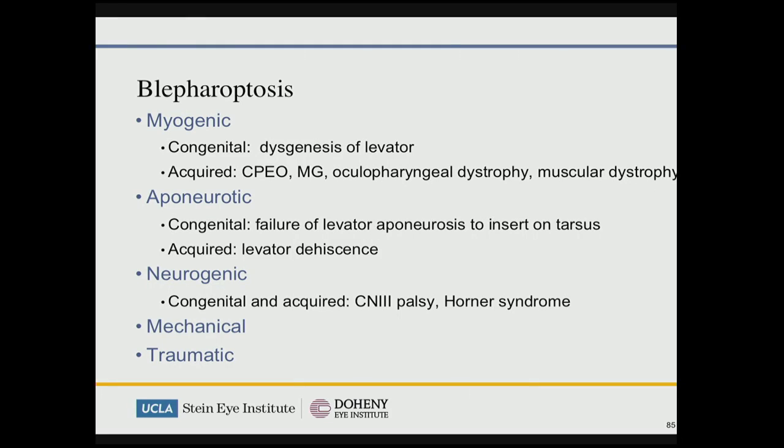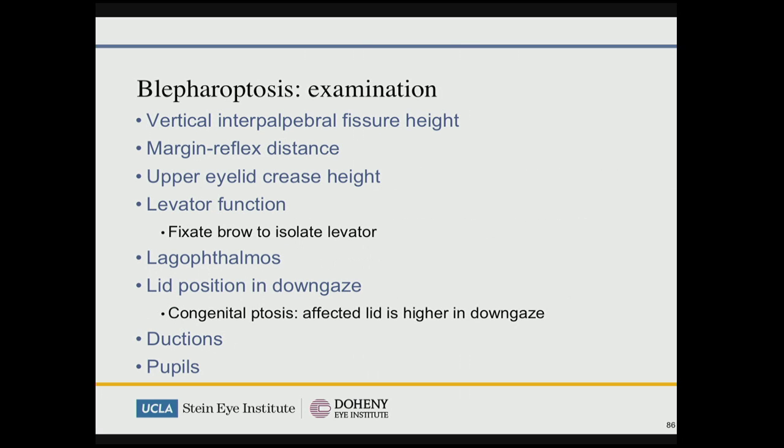Neurogenic blepharoptosis tends to have the same etiologies, whether it's congenital or acquired. It could be a third nerve palsy or a Horner syndrome. Another type of congenital neurogenic ptosis would be a Marcus Gunn jaw winking. And then mechanical ptosis is something weighing down the lid, and traumatic is precipitated by trauma.